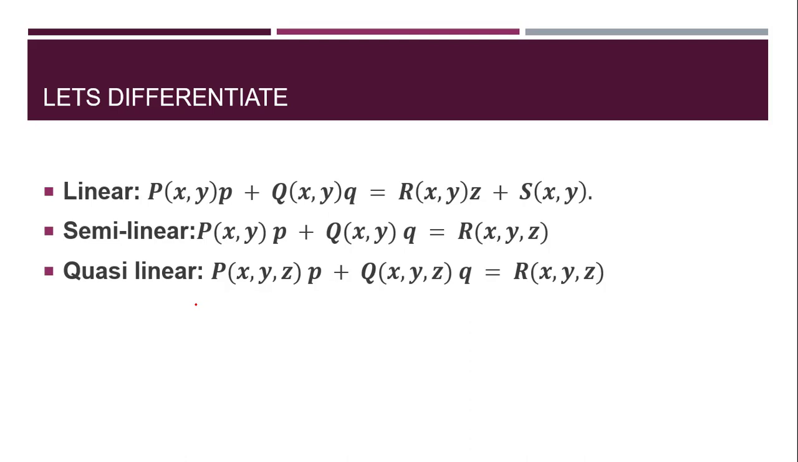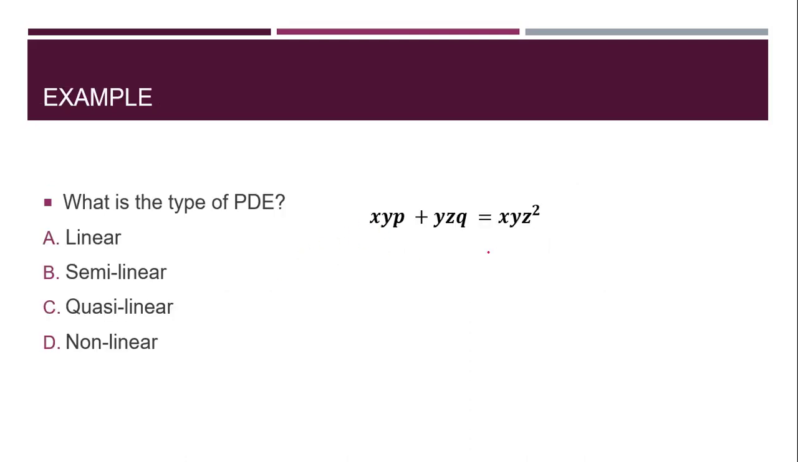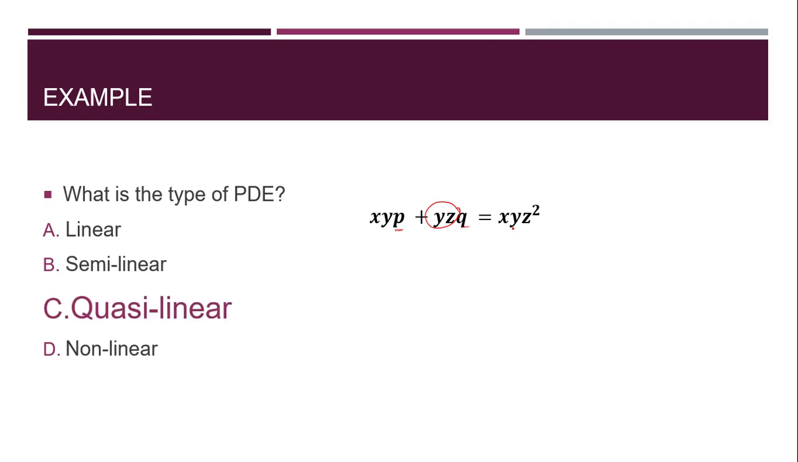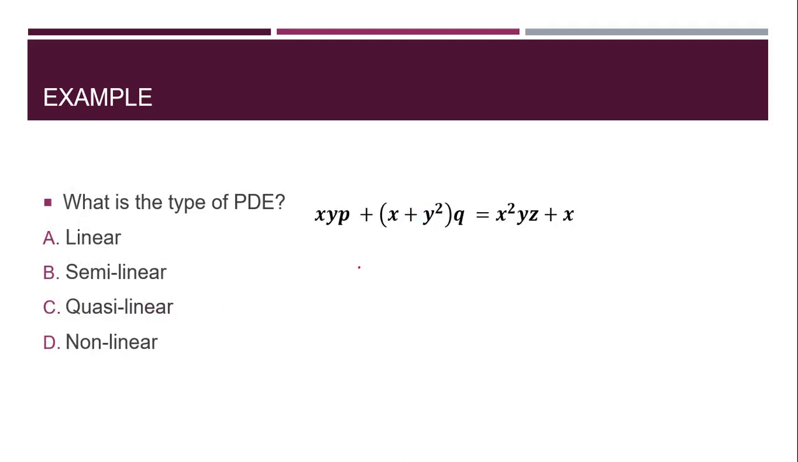You can note it down. Let's have some MCQs. What is the type of this partial differential equation? It's p, q, and it is multiplied by x, y and z. So it is quasi-linear. Let's look at another one. It's p into something, q into something, and here I am getting z into something plus another term.